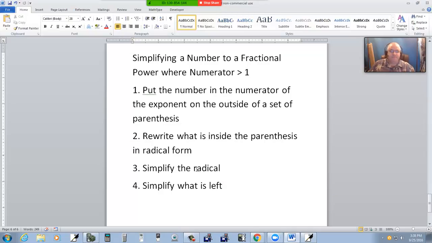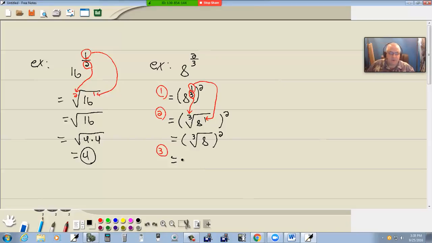Step 3. Simplify the radical. Cube root of 8. Well, 8 is 2 times 2 times 2. Now our index is 3, which means we're looking for a set of 3 of something. Here's 3 2's. So those 3 2's are going to come out in front as a single 2. And then step 4 is simplify what is left. Well, 2 squared gives us 4.